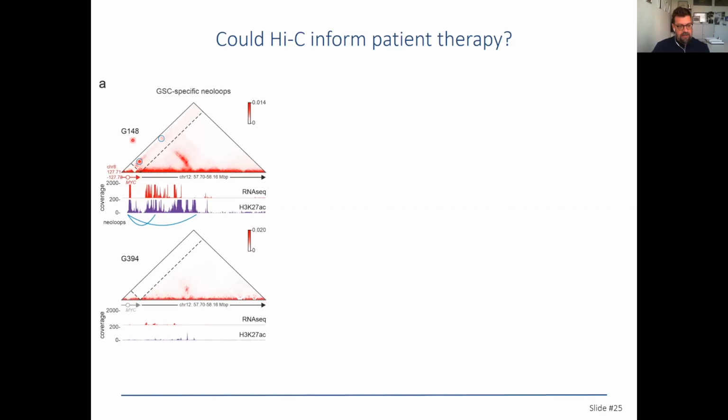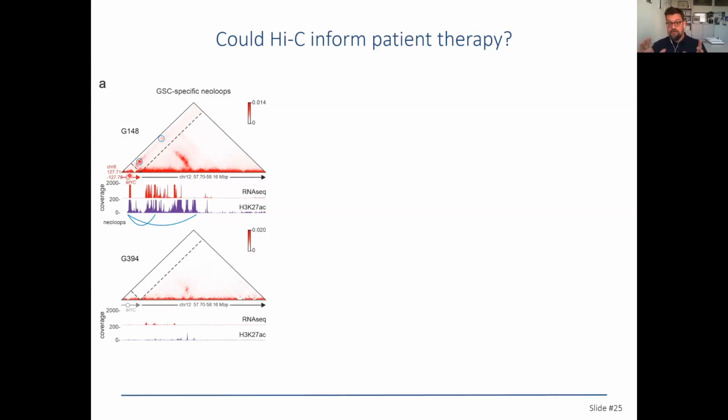So this is the glioblastoma stem cell line 148. And what we found is that there's a translocation between chromosome 12 and chromosome 8, linking the MYC locus, a very small region, with a 1 megabase region carrying multiple really highly expressed enhancers. And you can see the formation of two rather specific neoloops. Not everything contacts the promoter. So these enhancers here and that enhancer there make a neoloop with MYC.